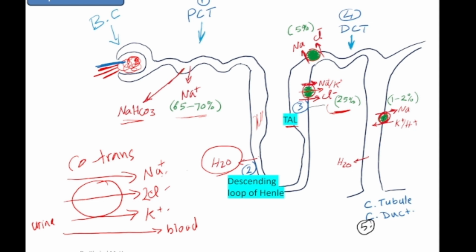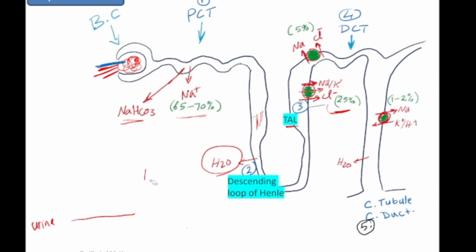Okay, moving to the distal convoluted tubule, this is responsible for 5% of sodium absorption. What we have there is a sodium co-transporter in the DCT. So we need everyone to remember what type of transporter or exchanger is available in the nephron. In the distal convoluted tubule, as you can see on the screen, we have a co-transporter for sodium chloride, and this is responsible for 5% of sodium reabsorption.